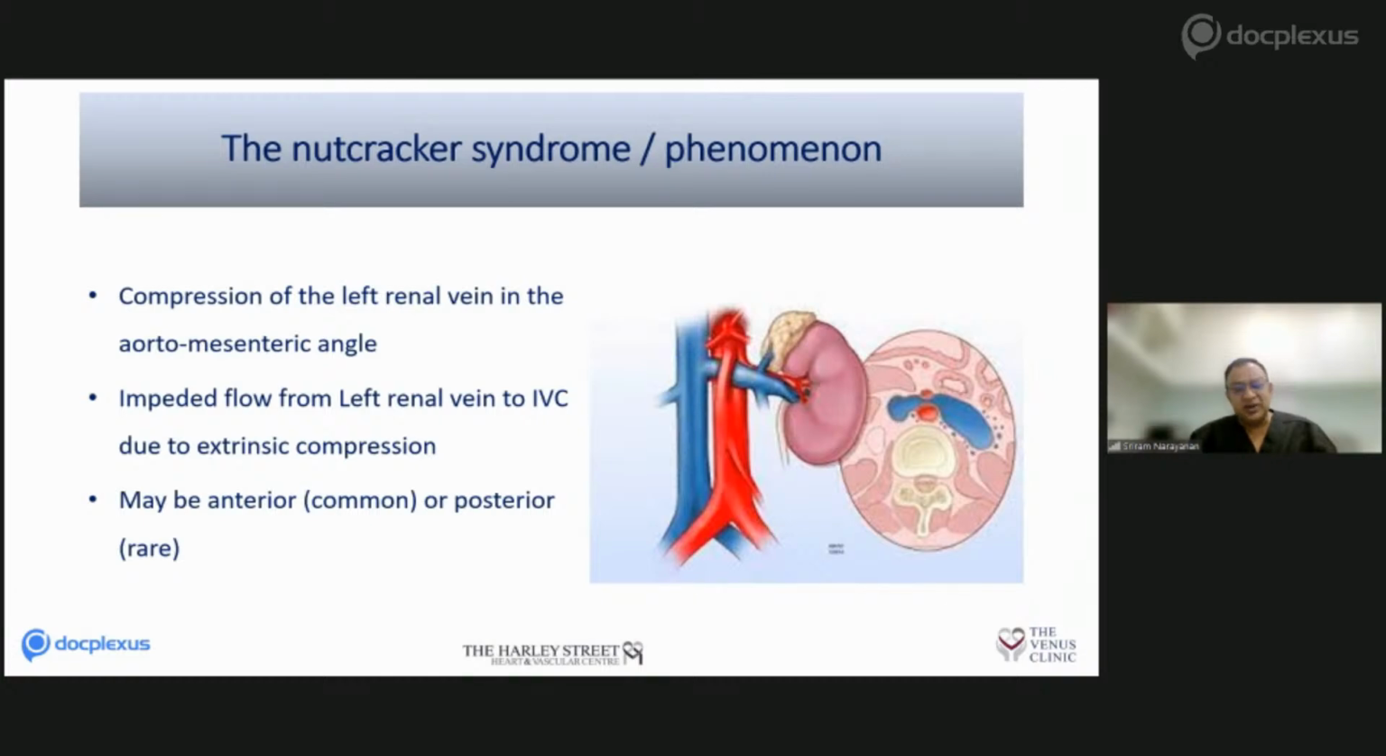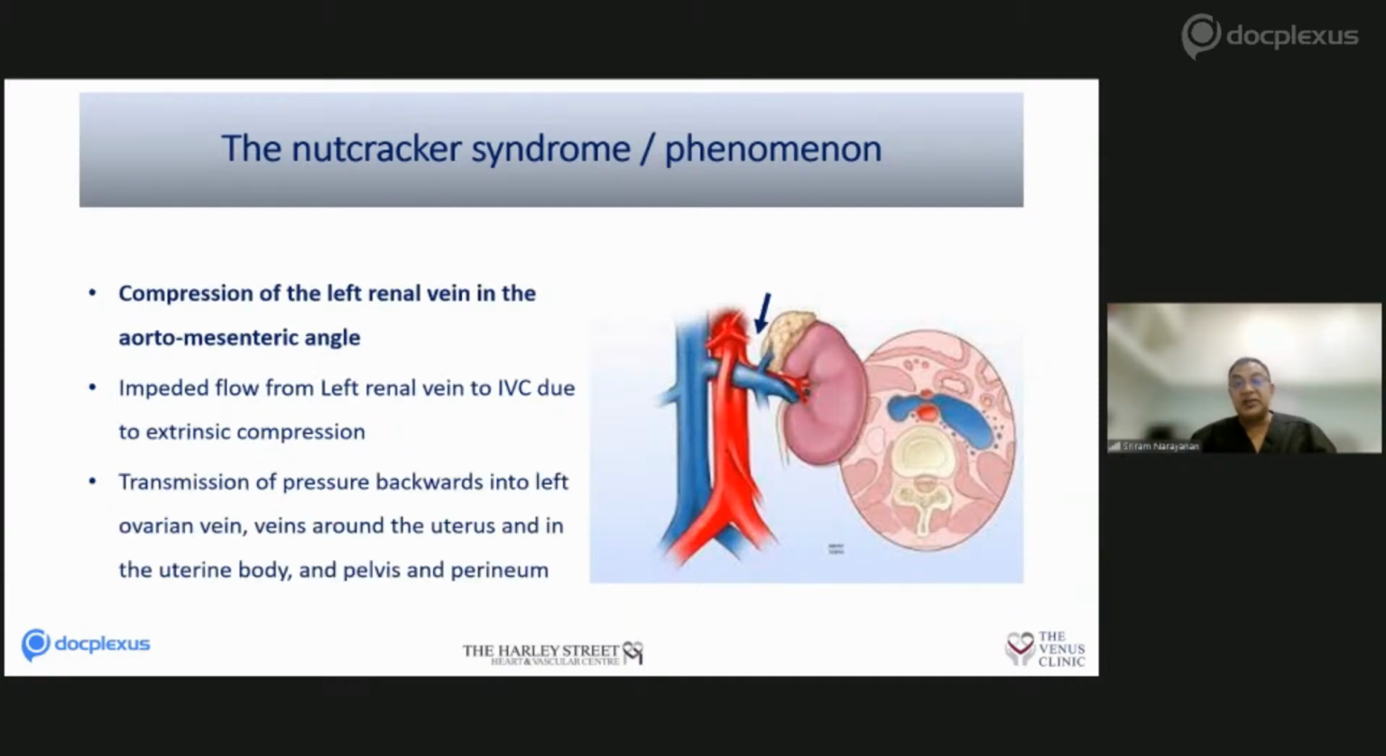So this Nutcracker syndrome is compression of this left renal vein, and there's a high pressure system that develops in the left renal vein due to this compression. Some people may have a retroaortic renal vein anatomically, which is fortunately rarer, and they will also have an additional compression on the left renal vein.